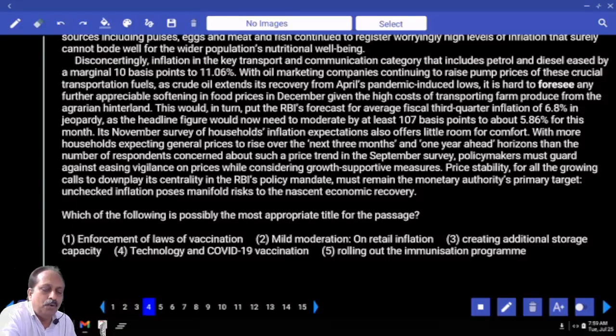Question number 4. Which of the following is possibly the most appropriate title for the passage? The passage is all about inflation. Which inflation? Retail inflation. Which option says that? Mild moderation on retail inflation. Is it the second option? Easy or difficult? Easy to answer.